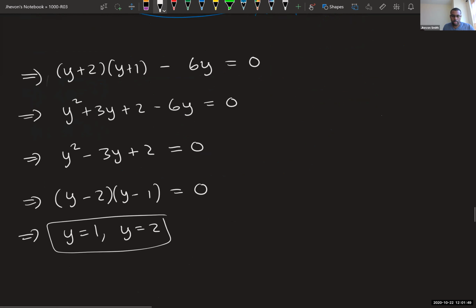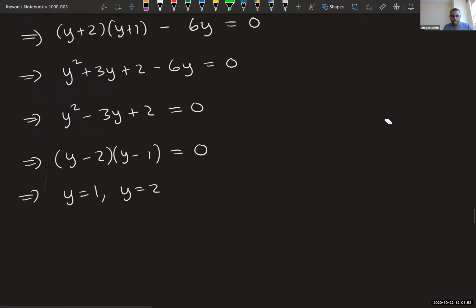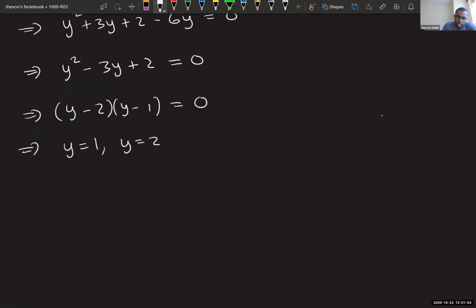However, remember, we always have to check these. This guy, if my y equals 1, I would reject because it makes a denominator 0 in the original.